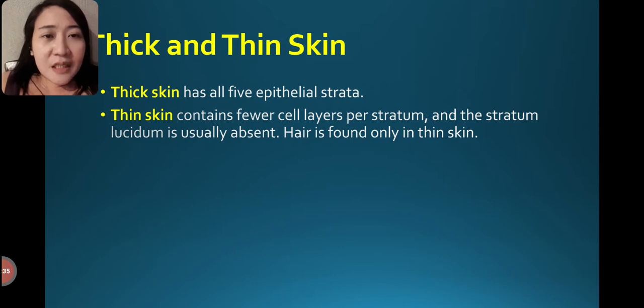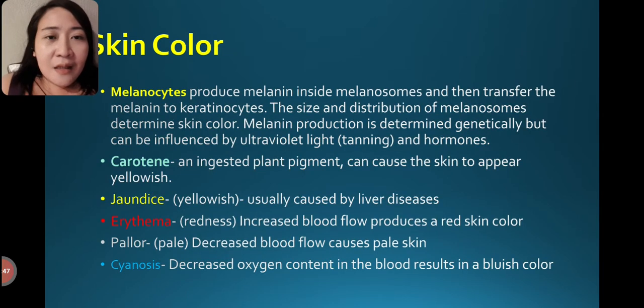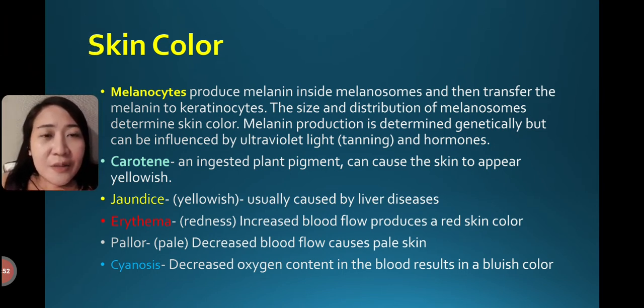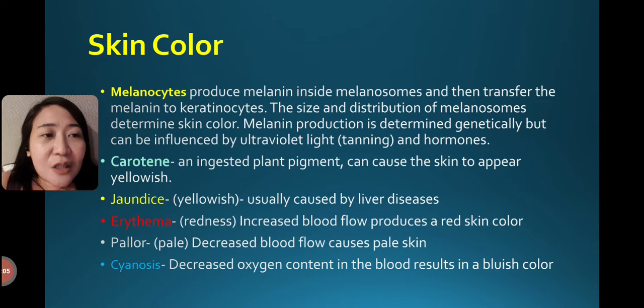So, meron thick skin and thin skin. Pag thick skin, we have 5 epithelial strata. Pag thin skin, it contains fewer cells per stratum, and the stratum lucidum is usually absent. Hair is found only in thin skin. So, for the skin color, the melanocytes produce melanin inside the melanosomes and then transfer the melanin to the keratinocytes. The size and distribution of the melanosomes determine the skin color. Melanin production is determined genetically but can be influenced by ultraviolet light, tanning, or hormones.